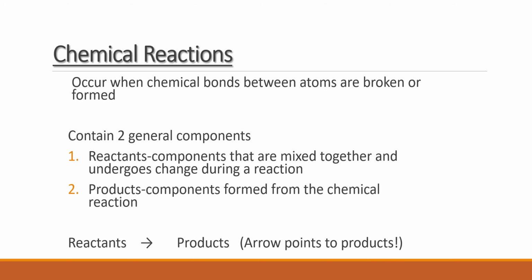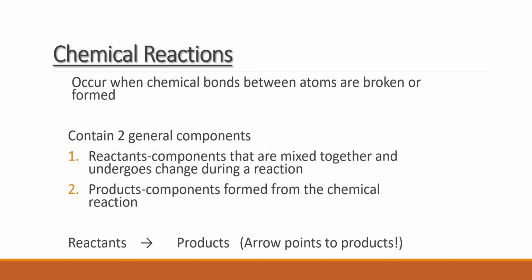Chemical reactions. So what are chemical reactions? Chemical reactions occur when chemical bonds between atoms are broken or formed. So you think about it, coming to lab, you mix 2 chemicals together, you get new chemicals out, right? So bonds are broken, new bonds are formed, rearrangement occurs.